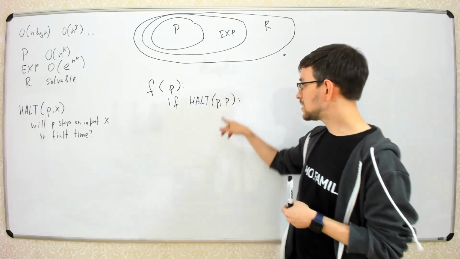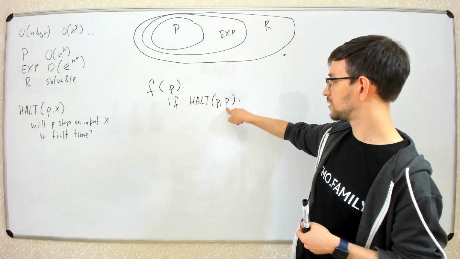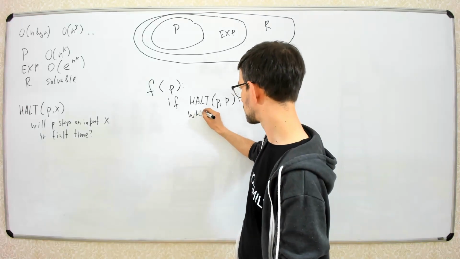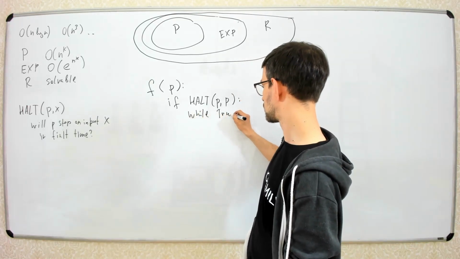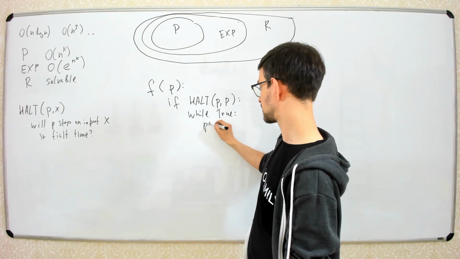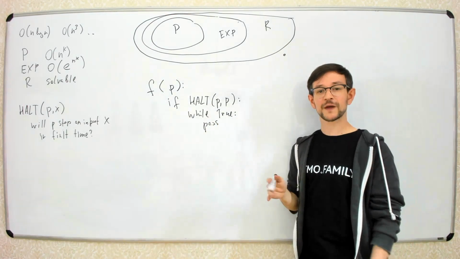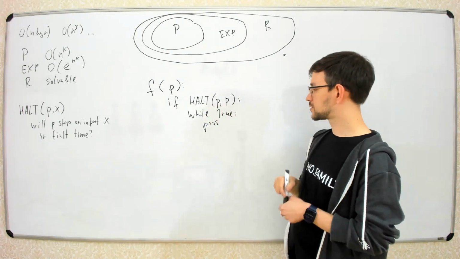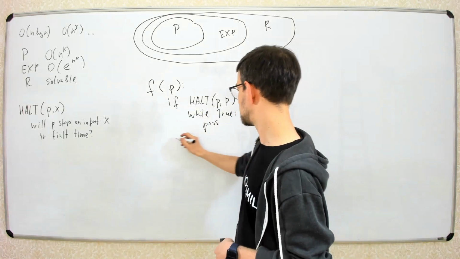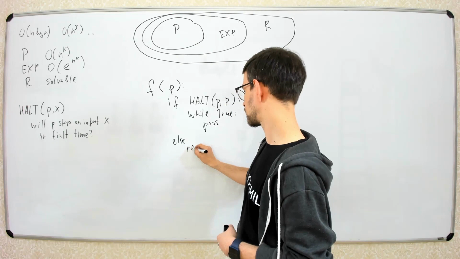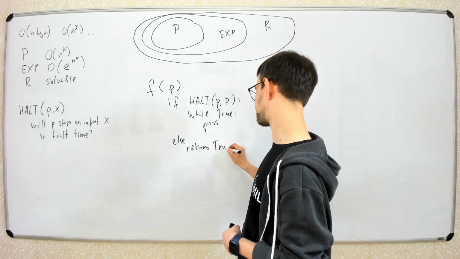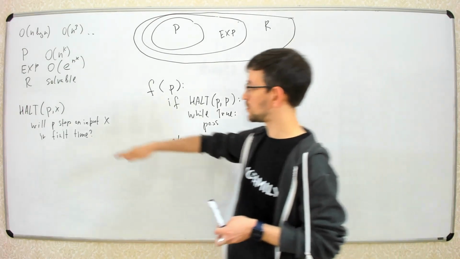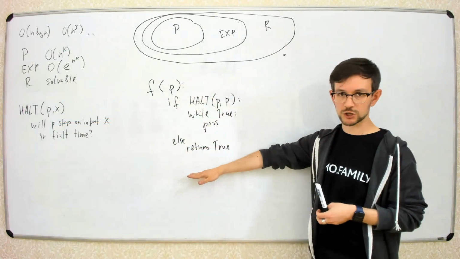If you give the same block of data as input to this exact program, will it stop or not? If this program will stop when given itself as an input, then we will do an infinite loop: while true, pass, like in Python. It's just an infinite loop. And if this program doesn't stop on this input, then we'll just return true. So if this problem is solvable, then we can build this function.